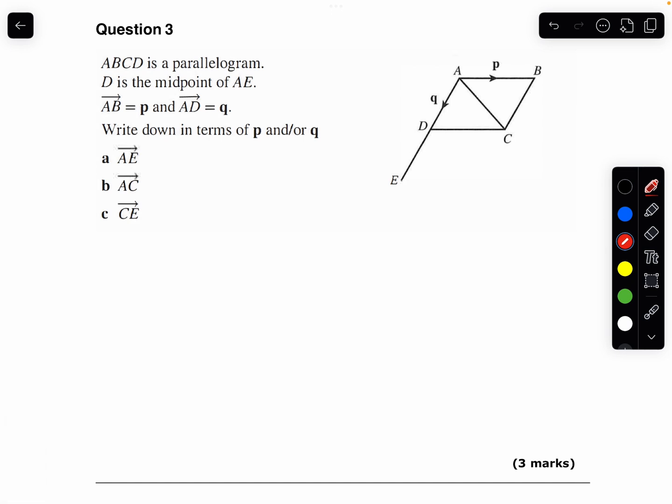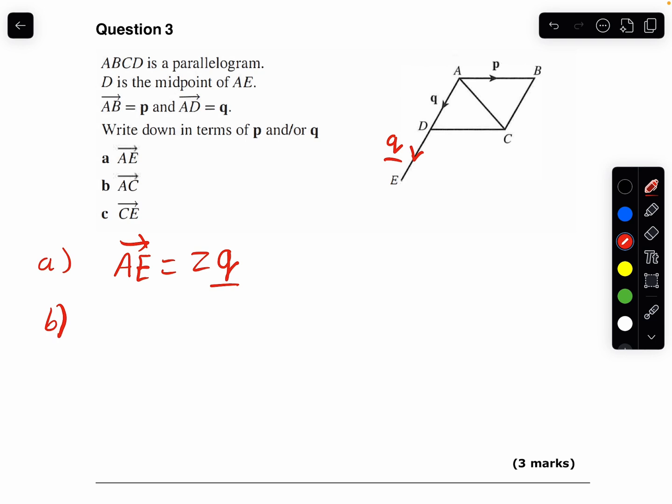Alright, we need to work out AE. I know that AB is p, AD is q, and that D is the midpoint of AE. If D is the midpoint, that must mean this here is also q. Important to put the arrow on as I am adding vectors, so I know what's going on. So AE is going to be 2q, positive because they're going in the same direction. So that's part a done.